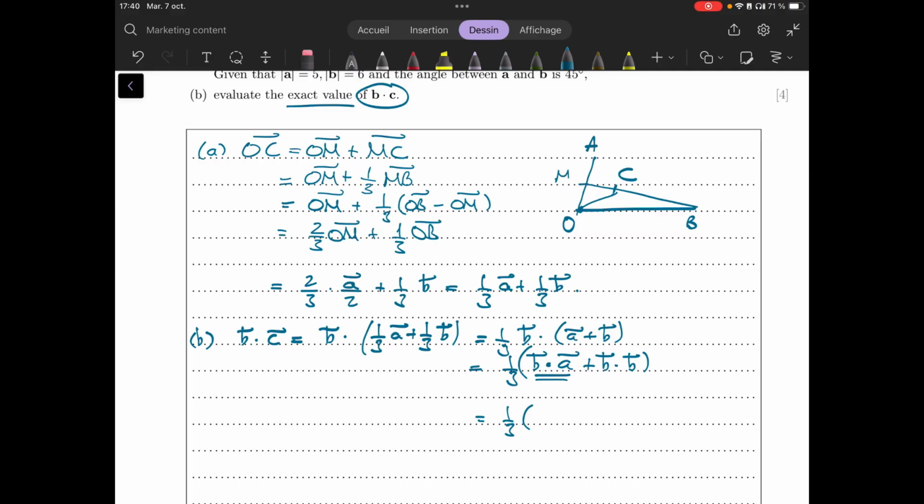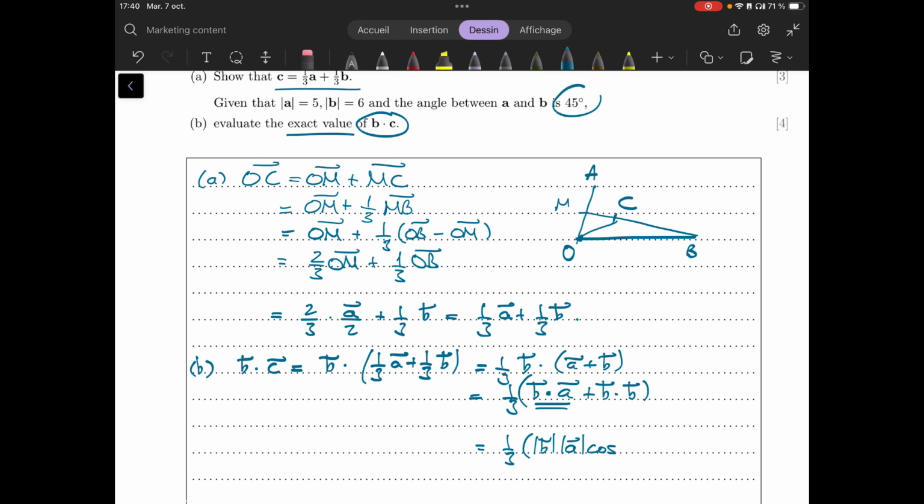B dot A, using the definition of the dot product, is equal to the magnitude of B times the magnitude of A times the cosine of the angle between the two, which were given to be 45. B dot B, you can use the same definition, or if you've done this kind of question more than 3 times, you would know that this is simply the magnitude of B squared.